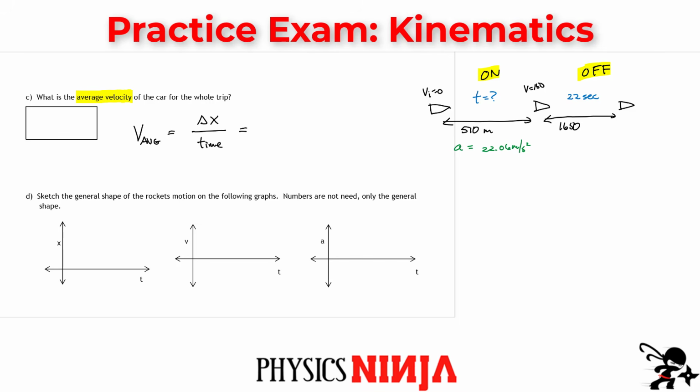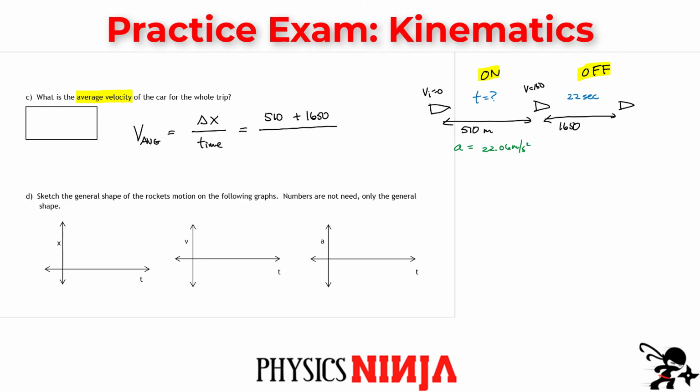So the displacement we know because we went 510 in the first part, and we went 1650 in the second part when the boosters were off, okay? So that one's pretty straightforward, and we're always moving in the same direction, so you simply add those numbers to know the displacement. The question is, what is the total time?